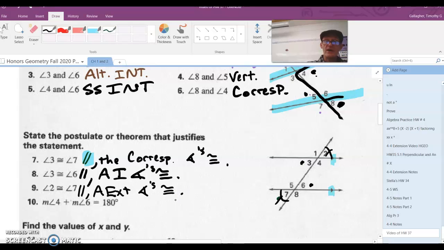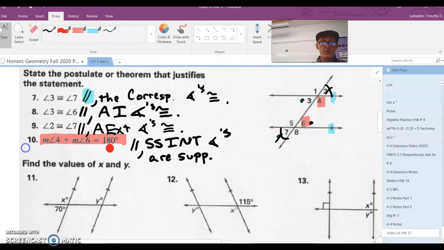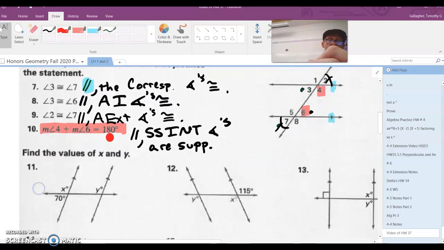Now 4 and 6, here's angle 4 and angle 6, and they're supplementary because they add to 180. So if the lines are parallel, then the same side interior angles are supplementary. Angle 4 and angle 6 are same side interior. Very good. So now we want to find the values of x and y in the next set of problems.